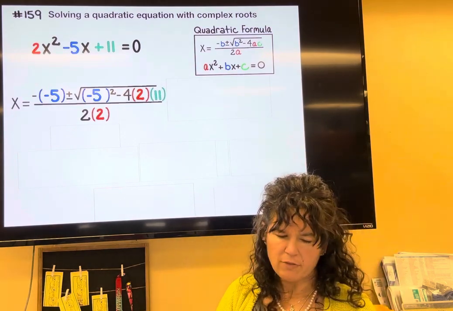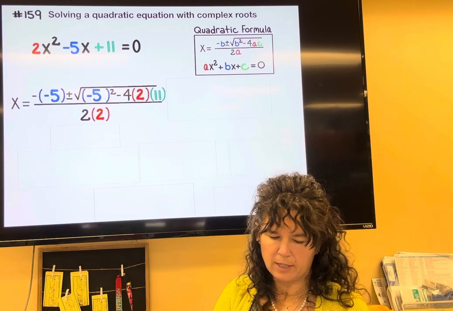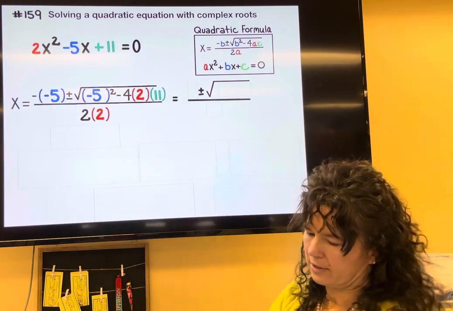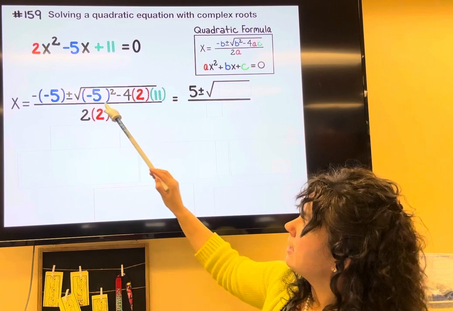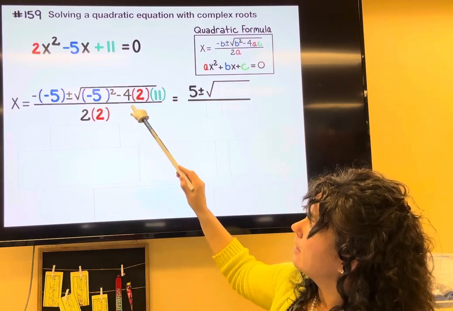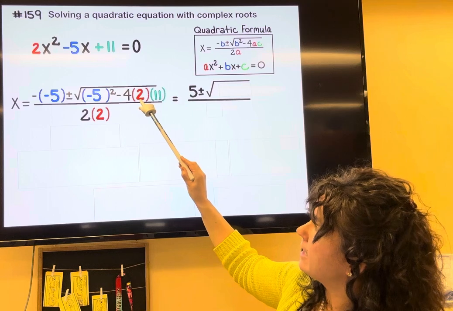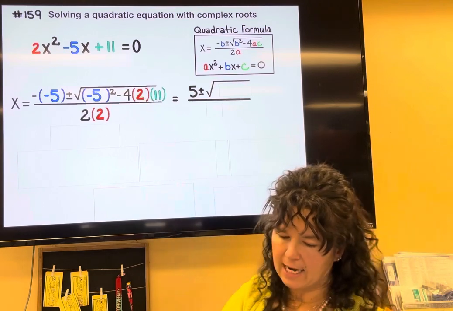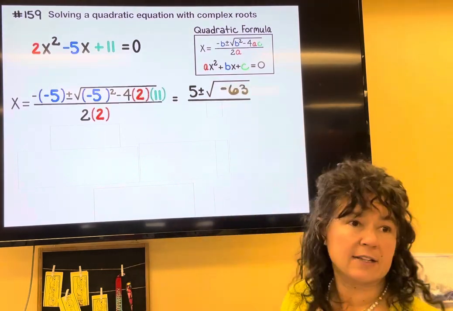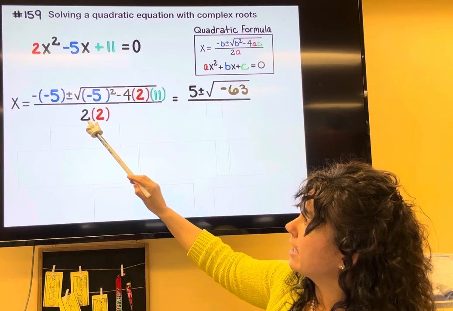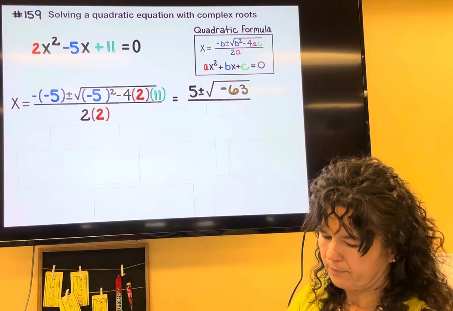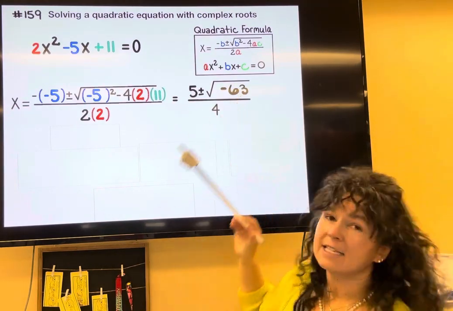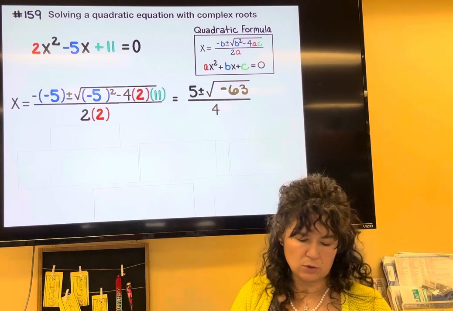Okay, then the next thing I'm going to do is just a little bit of simplifying. So -(-5) is the same thing as 5. (-5) squared is 25. -4 times 2 is -8, and -8 times 11 is -88. So if I take 25 minus 88, I end up getting -63, all over 2a, so 2 times 2 is 4. Okay, now the next thing that I want to do is that 63 can be broken into some pieces.